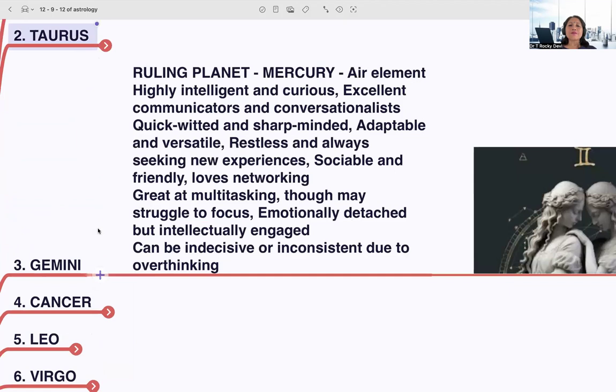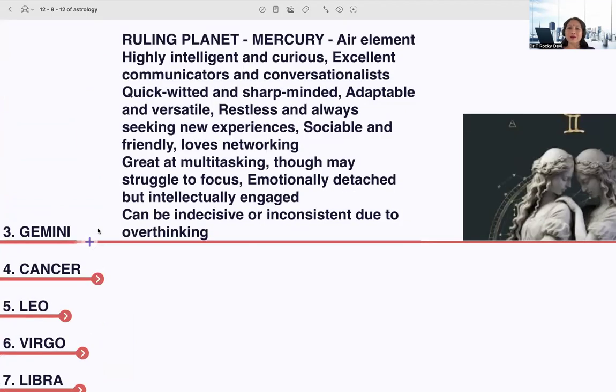The ruling planet for Gemini is Mercury, and it's an air element. Being an air element and ruled by Mercury, the planet called Buddha, means highly intelligent and curious, and this person will be an excellent communicator. Those who are Gemini, Mithun, are excellent communicators and conversationalists, quick-witted. They think fast and are very sharp-minded. They are adaptable and versatile, but they are restless and always seeking new experiences, because they learn fast.